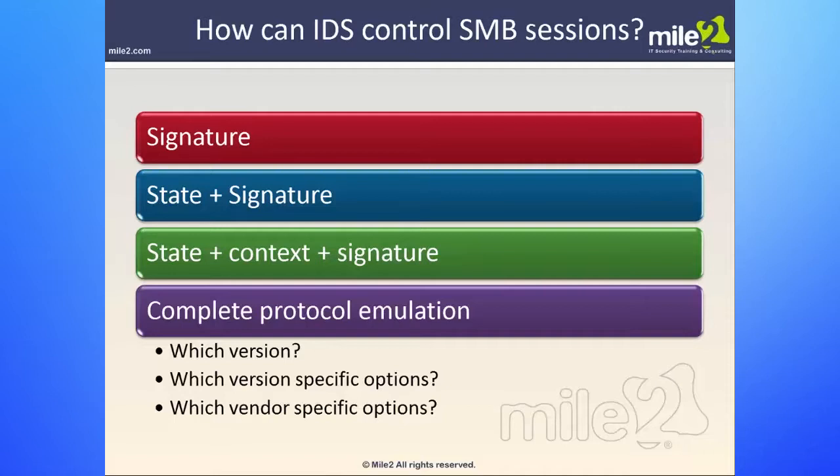We need to figure out which version we're running, which specific options we have for that particular version, and also what vendor specific options we may have available to help control SMB sessions going across our network. We tend to have a Microsoft network out there that allows us to transfer files, have people access files on remote servers, and have all kinds of things going.